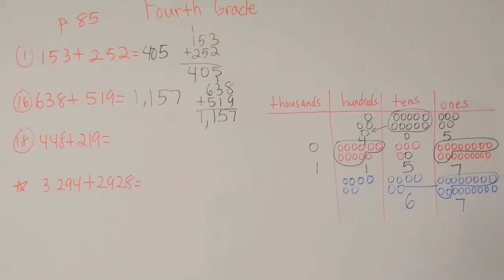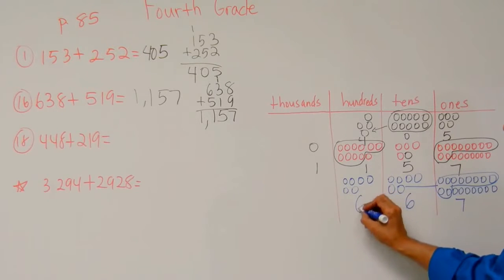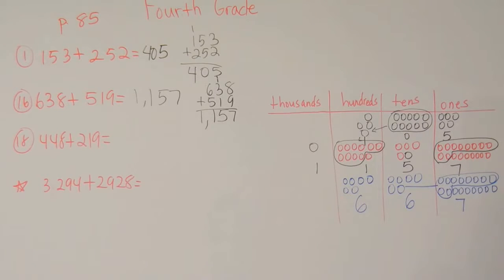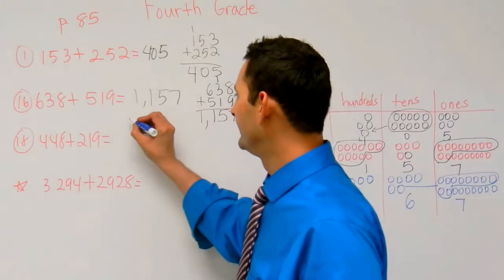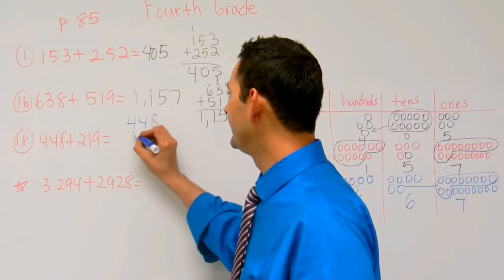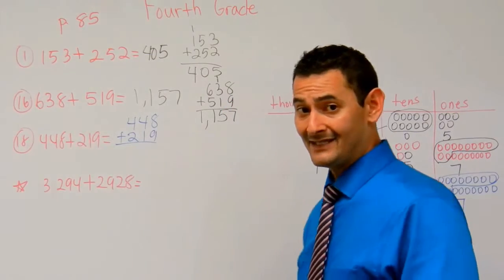How many hundreds do I have? 1, 2, 3, 4, 5, 6. I've got 6 hundreds there, and the answer is 667. Let's go ahead and do this one in the standard algorithm. 448 plus 219. 8 plus 9, that's 17.